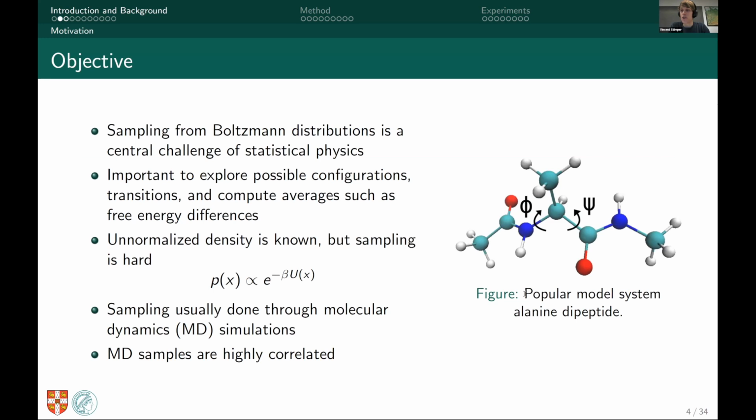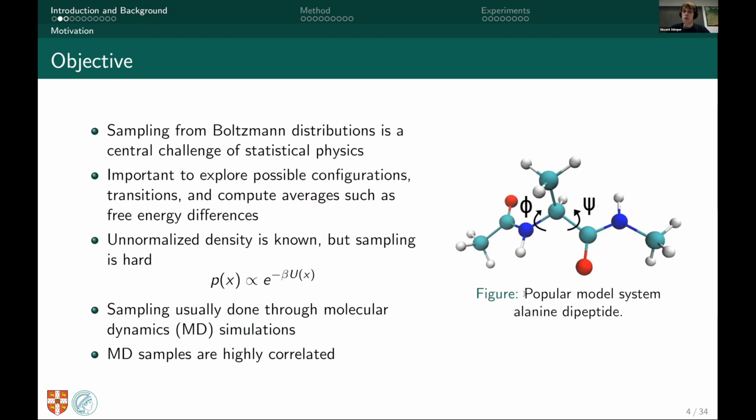Molecules, they're not just static objects. They're in constant motion, of course. The bonds vibrate, and there are parts of the molecules which rotate with respect to each other. In statistical physics, we consider not just single configurations, but we want to consider the distribution over all the possible configurations a molecule can assume, and the respective probabilities. And this distribution is called the Boltzmann distribution. Sampling from this Boltzmann distribution is a central challenge in statistical physics.